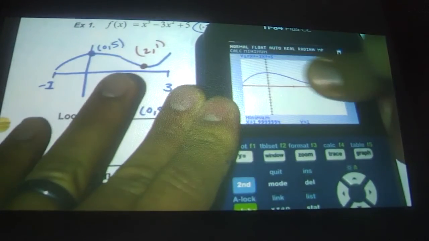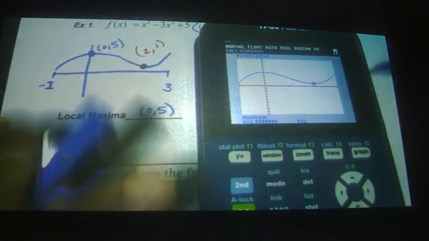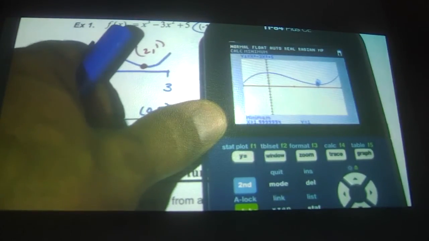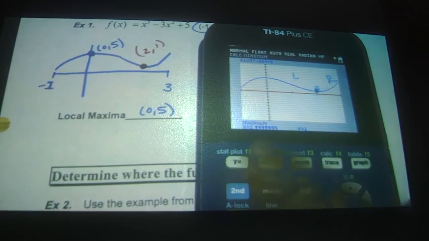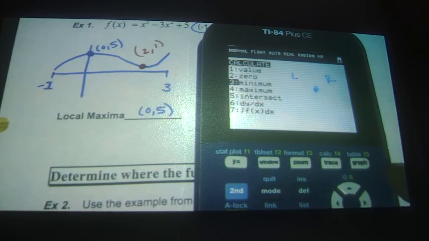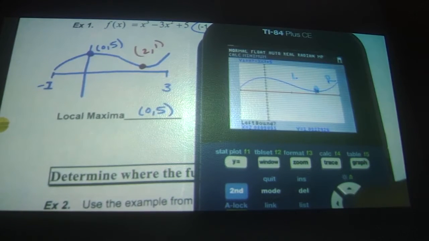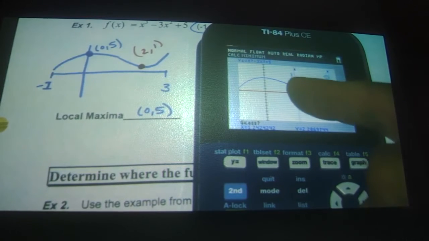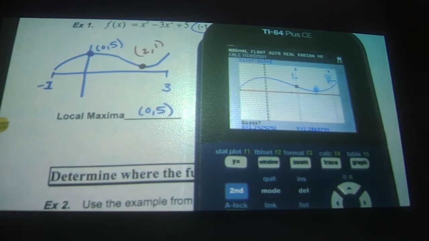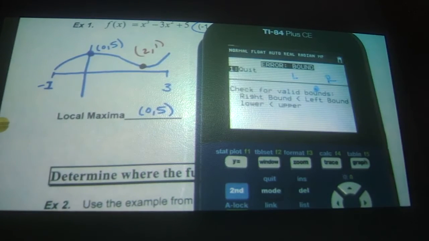Now, common mistake people do. Okay? Common mistake. We agree that's where the minimum is. This is the left, this is the right. Every once in a while, you're just trying to get this done, you're not paying attention, you go minimum. And they go left bound. They go over here. And they press enter. Right bound, they go to the left. And press enter. Notice my arrows are pointing out, right? It's backwards as opposed to what it should be. If they press enter now, you're going to get an error bound.